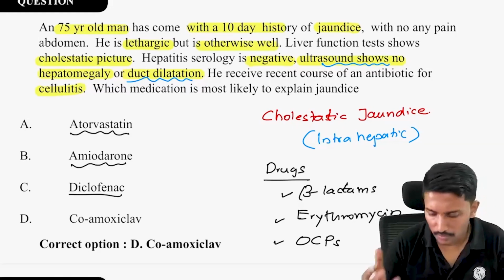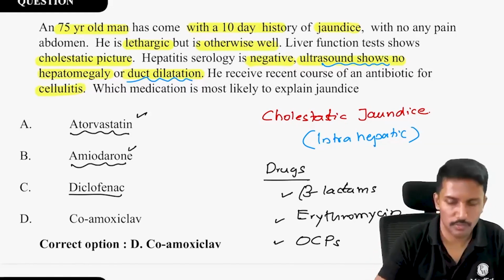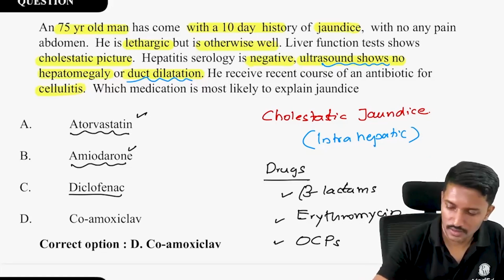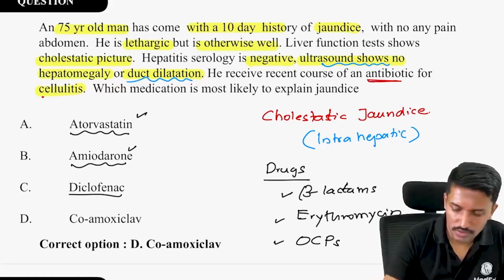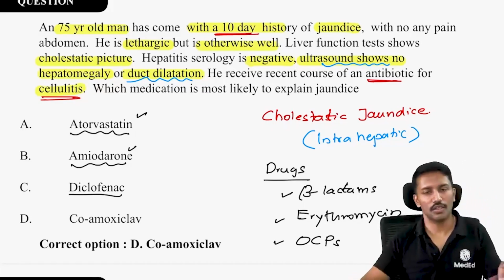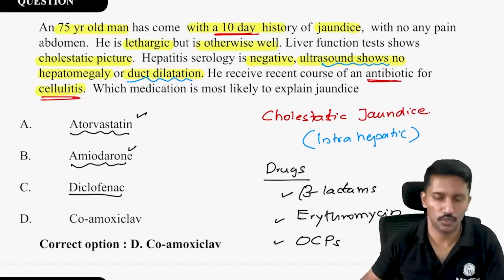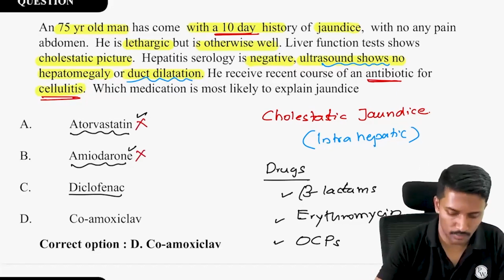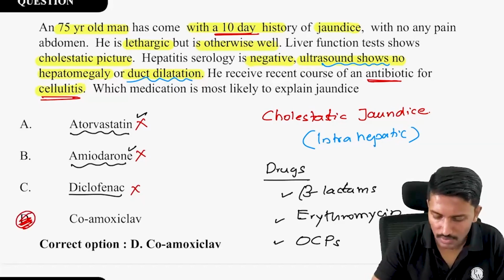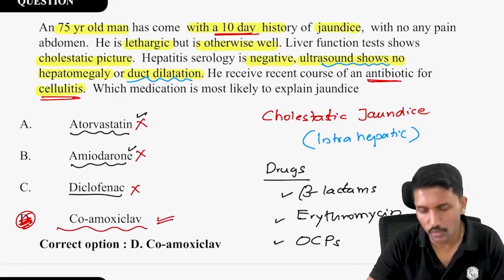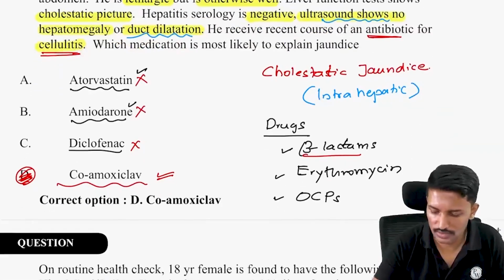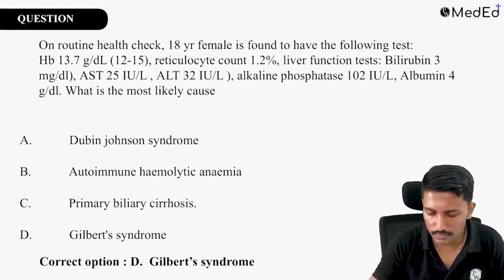Diclofenac, I have not come across case reports, but I'm sure about atorvastatin, amiodarone, but these are not antibiotics. Here they're clearly mentioning that he was given antibiotics for cellulitis, and after that he has developed this jaundice, so it has to be drug induced, it has to be the antibiotic induced. So that rules out atorvastatin, amiodarone, and even diclofenac. So I'm left with only one option, that is the amoxicillin clavulanic acid combination, which is a well-known drug to cause intrahepatic cholestasis, and that becomes my answer of choice.